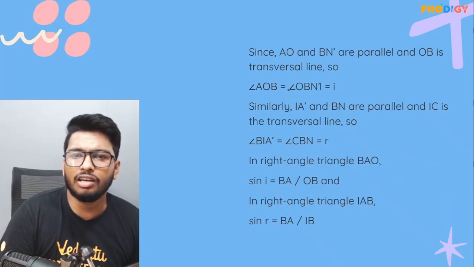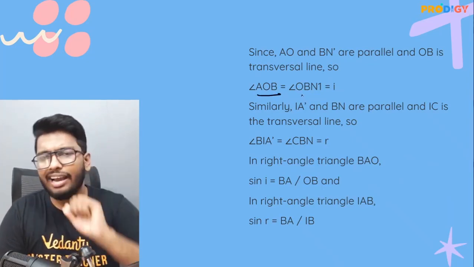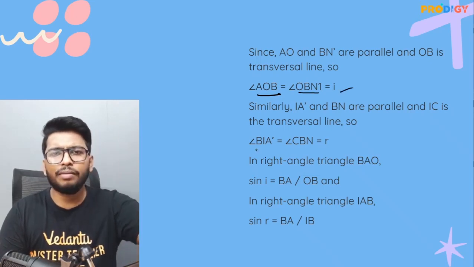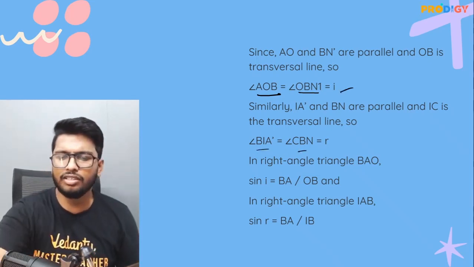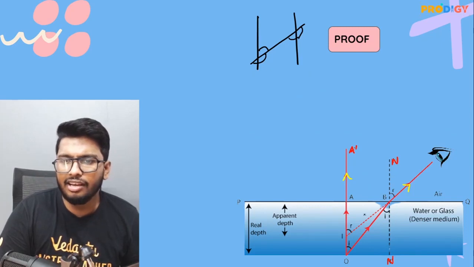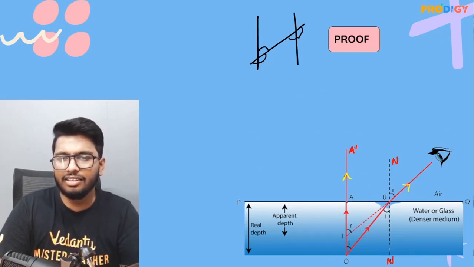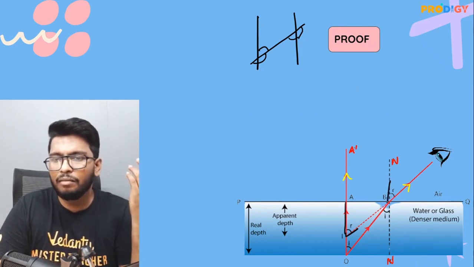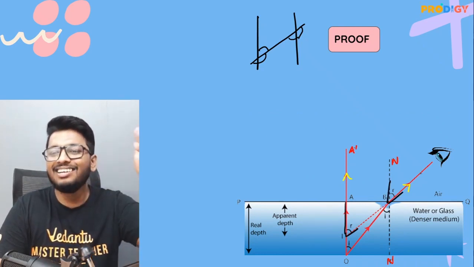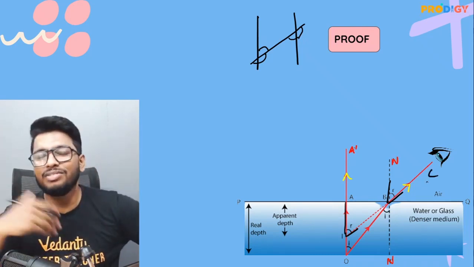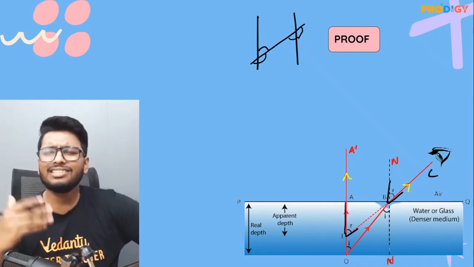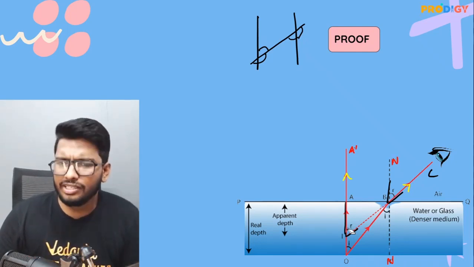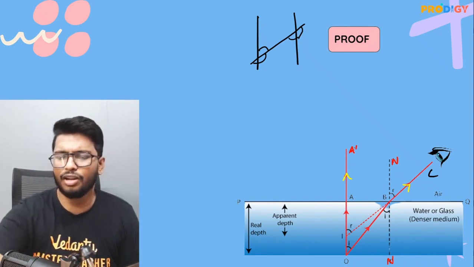Since I've already covered this, we know that angle AOB is equal to angle OBN dash, which is equal to I. We also know that angle BIA dash and angle CBN, which is this one, are corresponding angles. Because they're corresponding angles, you can say that they are also equal to each other. That's how you got this theory.